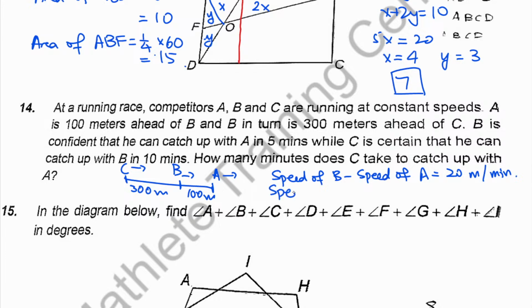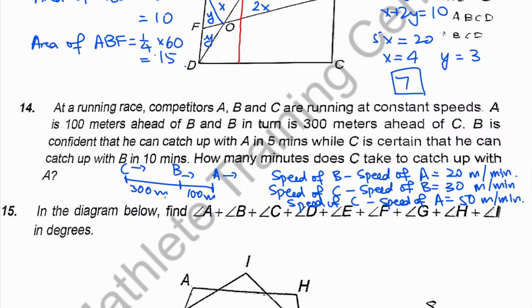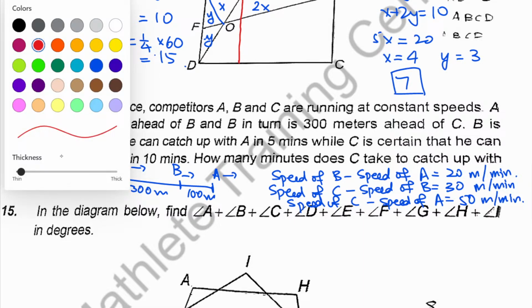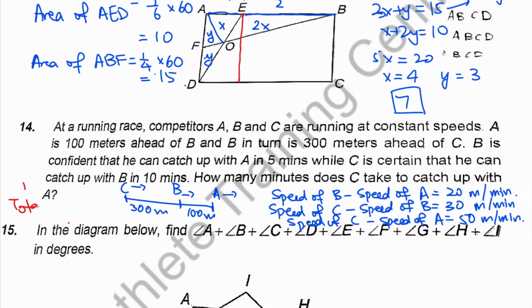Okay, and similarly, speed of C minus speed of B is 300 meters divided by 10 minutes. So that's 30 meters per minute. So speed of C minus speed of A is 50 meters per minute. Okay, and because the total distance is 400 meters, the time taken has to be 400 meters divided by 50 meters per minute, which is 8 minutes.